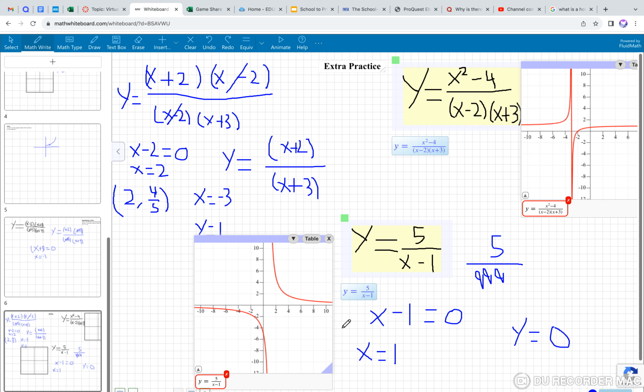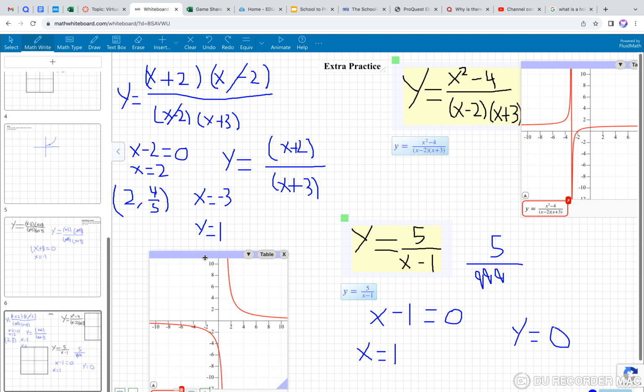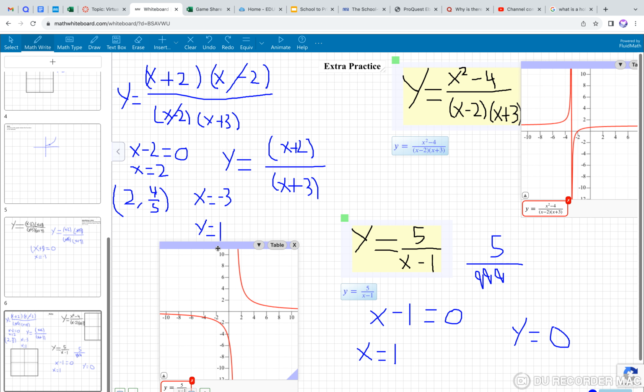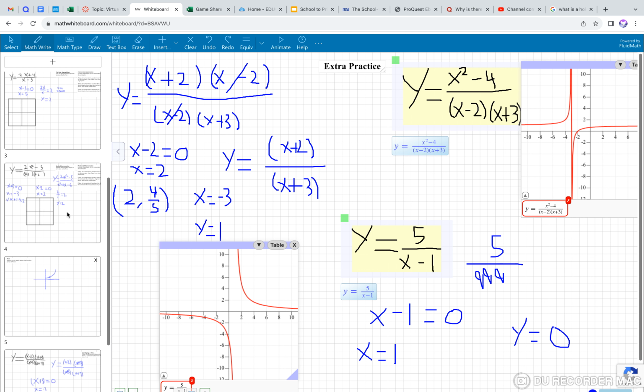We can see that in the graph. So those are some examples and practice on how to find horizontal, vertical asymptotes, and holes, just based on looking at the function.